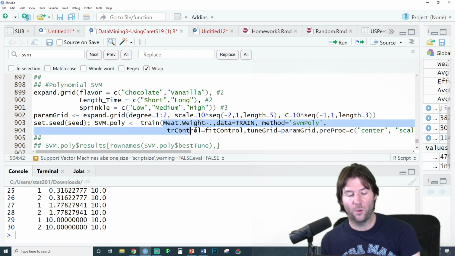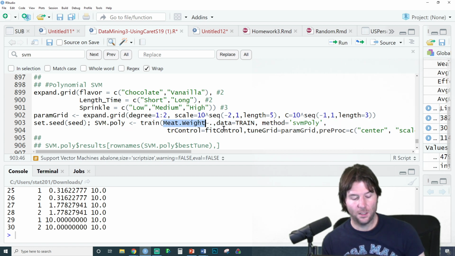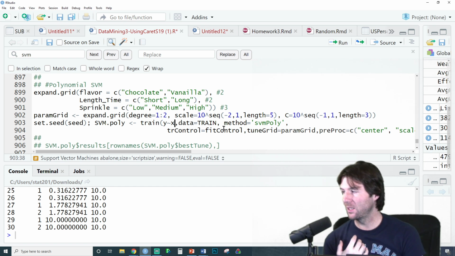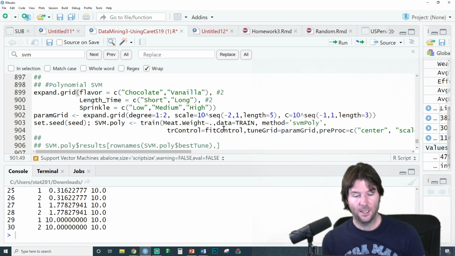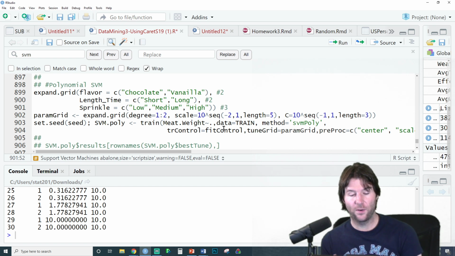So we've got the y variable right here. This is the formula format, y tilde x. But we're doing a dot because we want all the variables. So when we do dot, we want every single variable inside of here. And so we've got y tilde dot, and that means every single x variable will be attempted to be used, and we'll see what we get right here.